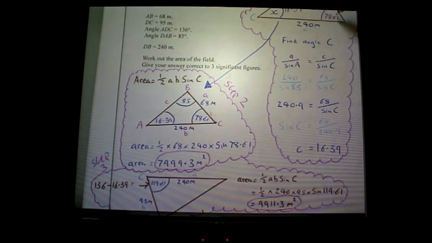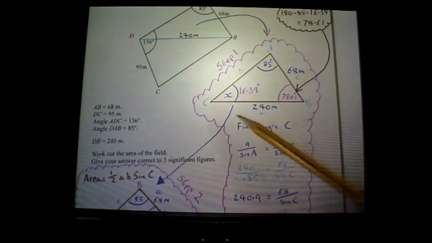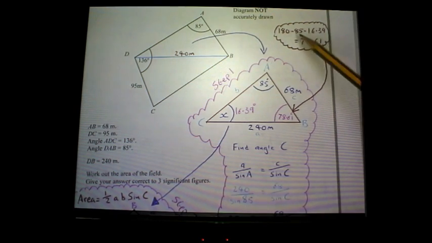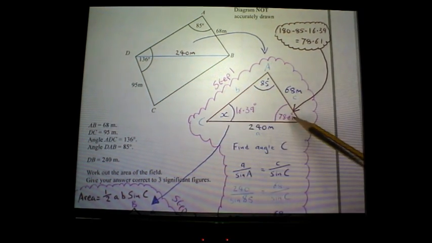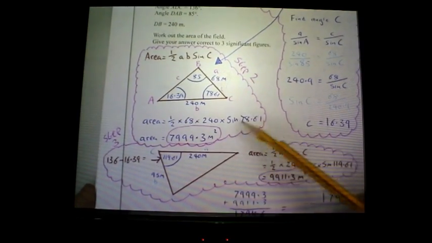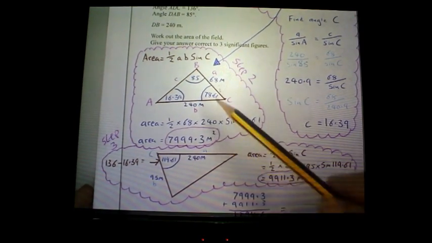If you've wondered how I got 78.61, because I now know that, I can do 180, take away 85, take away that, which gives me that. So there is the area, and it's a metre squared. That's for the first bit.